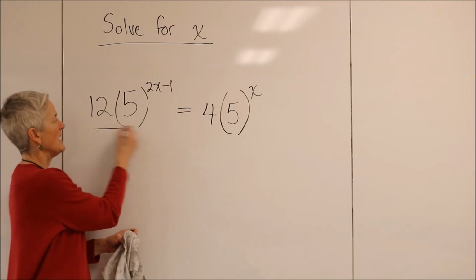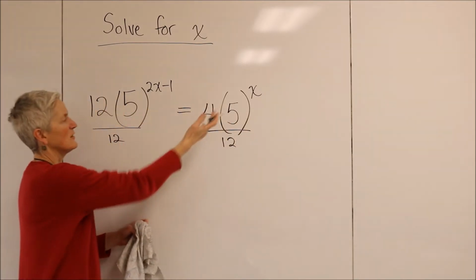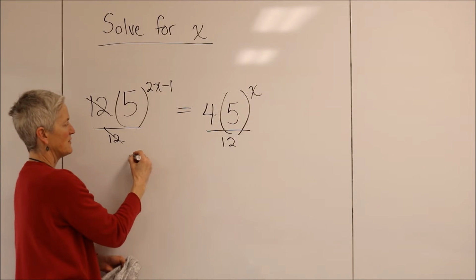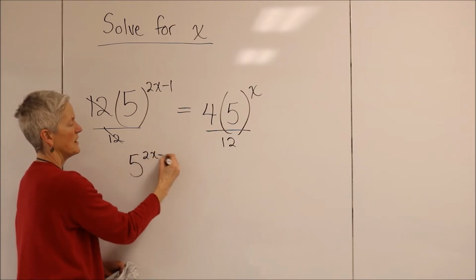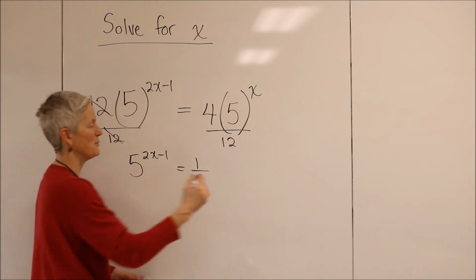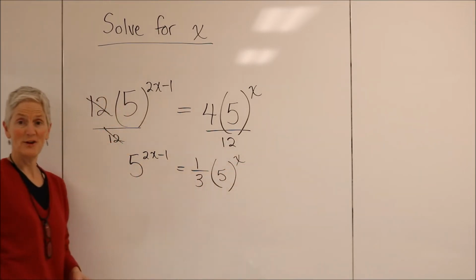I'm just going to divide both sides by 12 just because I'm in the mood. It doesn't matter, I could have divided by 4. So that's 5 to the 2x minus 1 equals 1/3 times 5 to the x. All right, don't freak out, people. I know we can handle fractions.